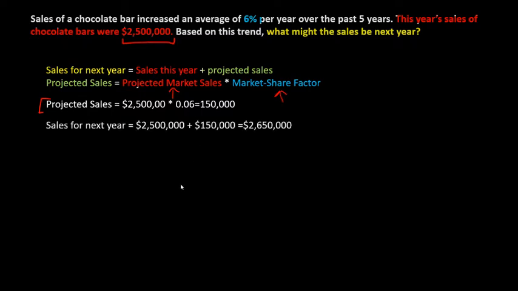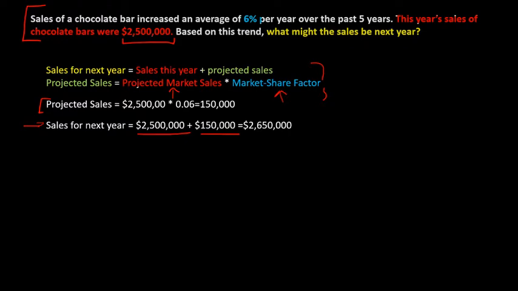And that's what the sales for next year equation is doing. It's saying, okay, we made $2.5 million this year. We think we'll make another $150,000 this upcoming year for a total of $2,650,000. Now this is again one of those cases where I think it would almost be easier to do this just based on your own logic and reasoning, because these equations are a bit confusing. So use whatever method makes more sense to you.